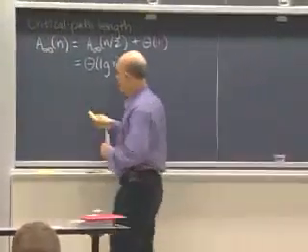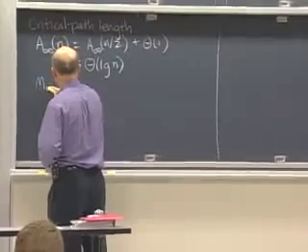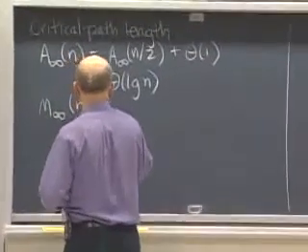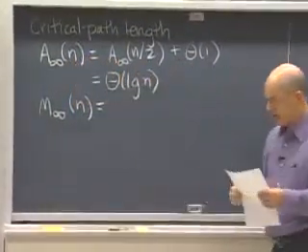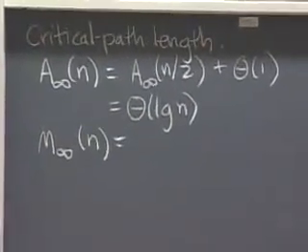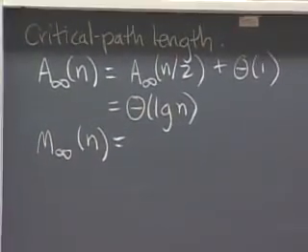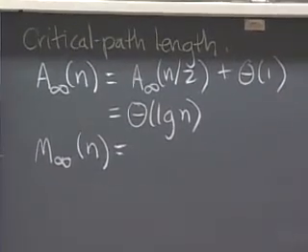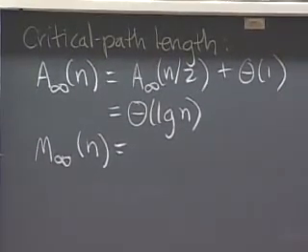Okay, so let's do this next one, which is a little bit more interesting, but not much harder. What's the recurrence going to be for the critical path of the multiplication?